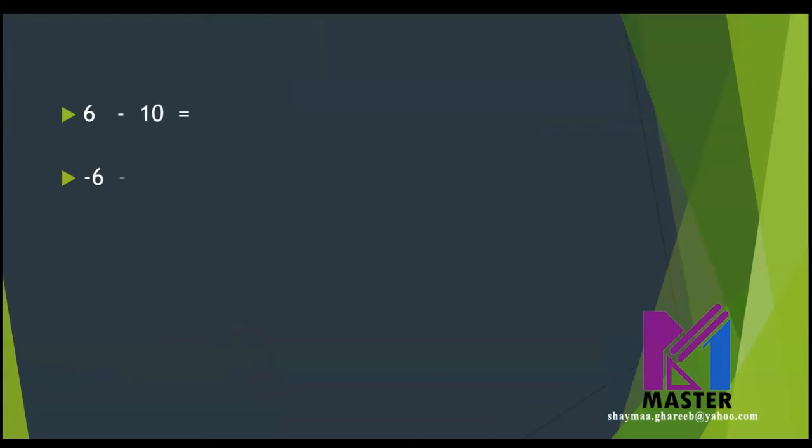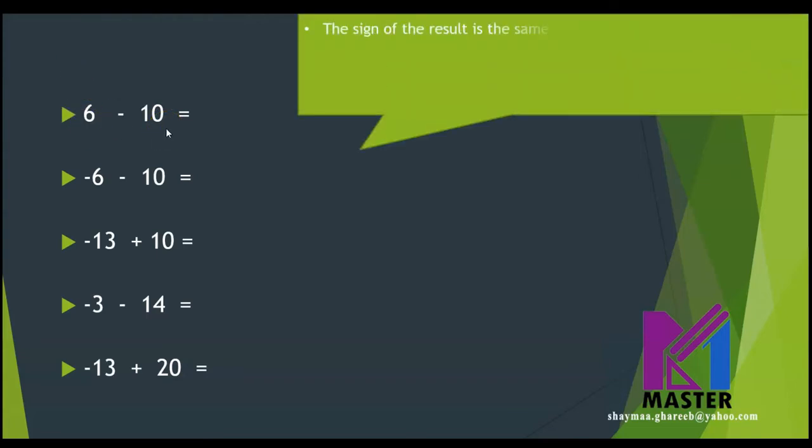Look at this example and this one and this one. Now I want you to try to do these examples according to the rules we explained and check your answer with the video. 6 minus 10. We said before the sign of the result is the same as the sign of the biggest number. The biggest number here is 10. It has a negative sign or a subtraction sign before it. Then my answer will be negative.